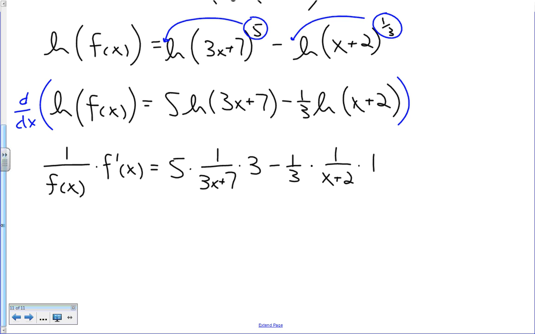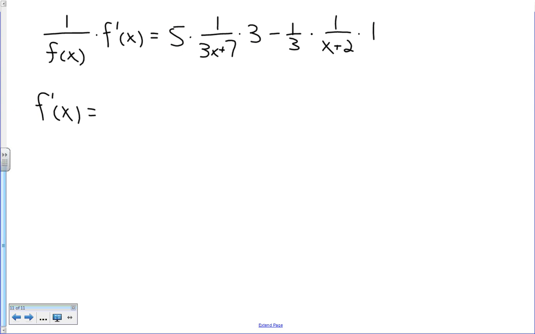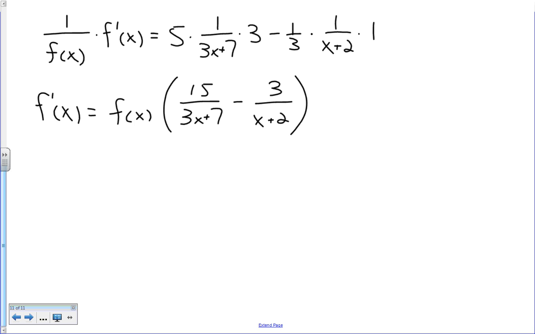And now let's move the f of x to the other side. So we have f prime of x left on the left side. And that's equal to f of x times this whole quantity. Let's multiply the 5 and the 3 together to get 15 over 3x plus 7 minus 3 over x plus 2. And you do not need to worry about getting a common denominator there and combining those two. You certainly could if you wanted to, but I would not worry about that.